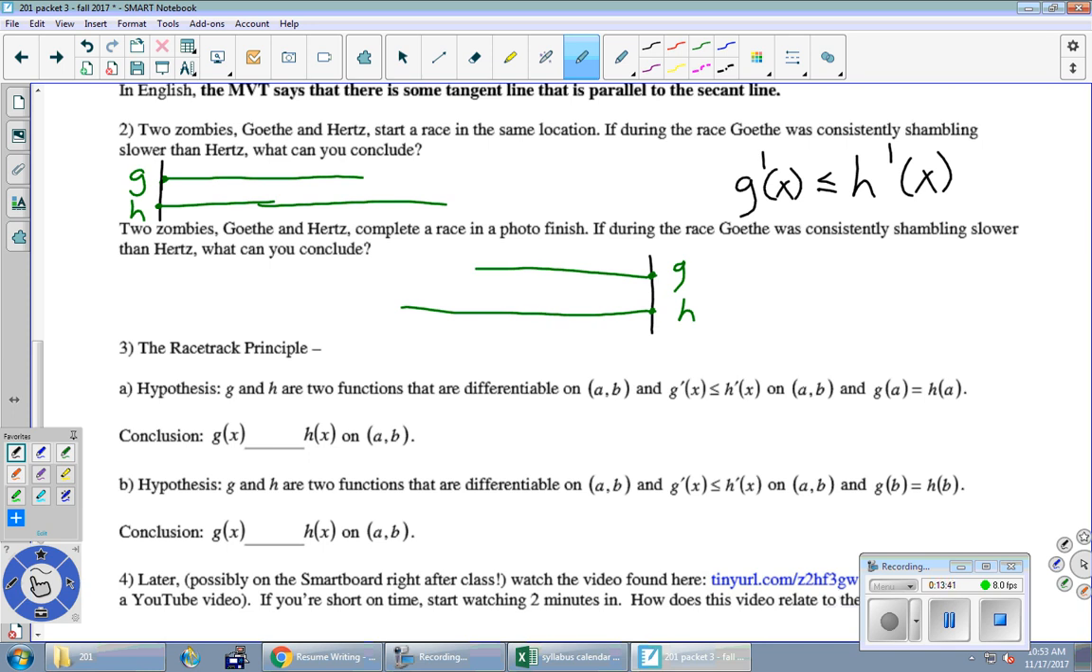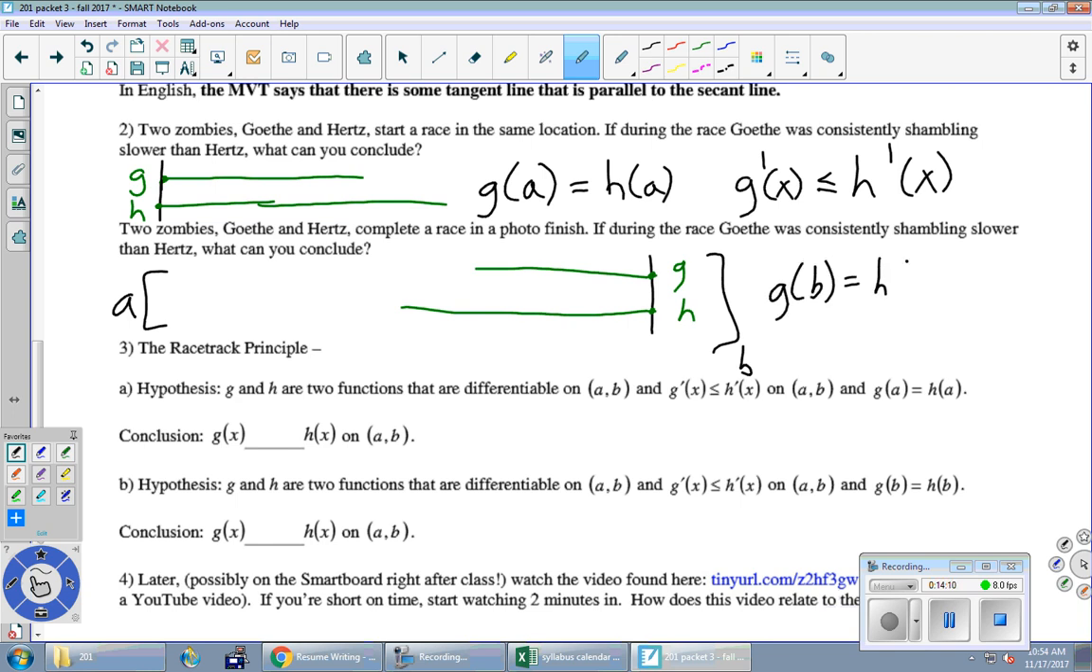And to say that they were tied at the beginning, like if we're saying I've got a race here and A is the beginning X, and we'll say that B is the ending X. To say that they were tied at the beginning means that they were in the same spot at A. So do you guys buy that's a reasonable way to write they started the race in the same location? Compared to down here, they ended the race in the same location. And so what we said in this first case was that Goethe was behind the entire time, right?